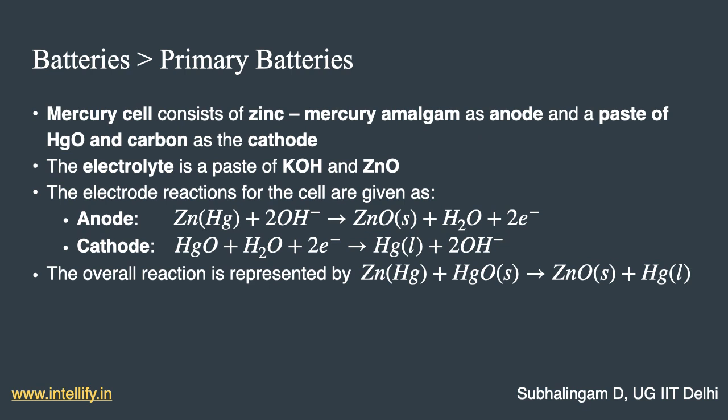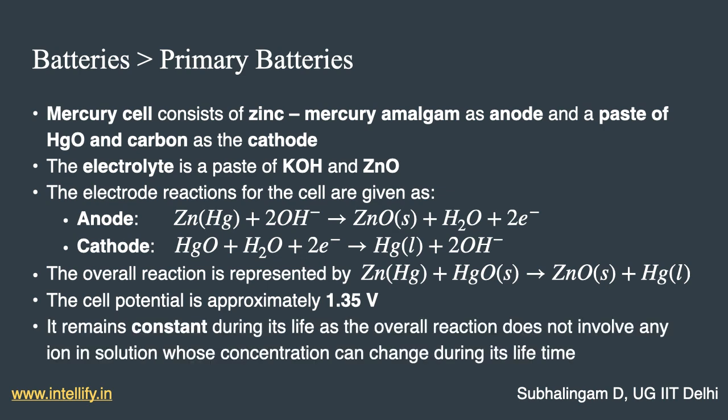The overall reaction is represented by Zn(Hg) plus HgO giving ZnO plus Hg. It's a pretty simple reaction, right? When you add, things get cancelled here and there, and you end up with a simple reaction. That is Zn(Hg) plus HgO giving ZnO plus Hg. The cell potential is approximately 1.35 volts.